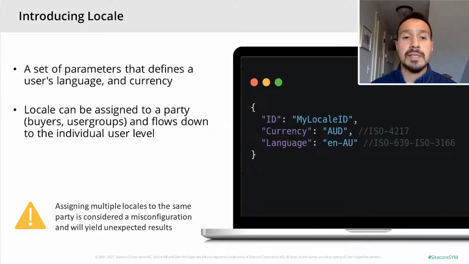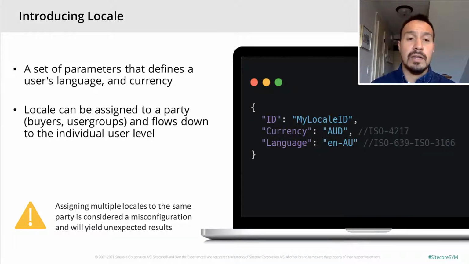Now, a locale can be assigned to a party, either buyers or user groups. And much like most assignments in OrderCloud, assigning something to one of those parties means that any member of that party will also inherit that assignment. And that'll ultimately flow down to the individual user.